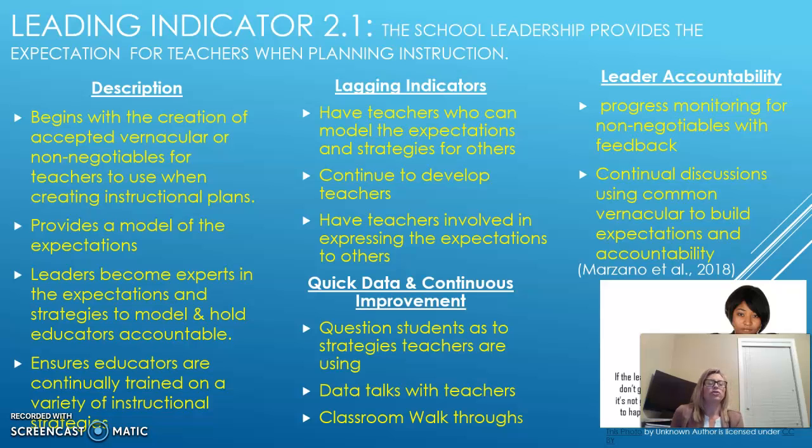The lagging indicators might be taken care of if they have teachers who model the expectations and strategies for others, continue to develop teachers, and have teachers involved in expressing the expectations to others. Quick data and continuous improvement includes questioning students as to strategies teachers are using, data talks with teachers, and classroom walkthroughs. Leader accountability may include progress monitoring for non-negotiables with feedback, continual discussions using common vernacular to build expectations and accountability. (Marzano et al., 2018).